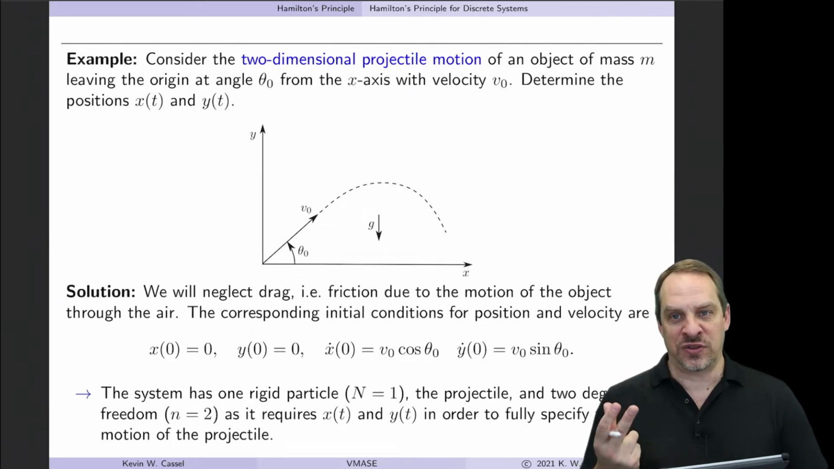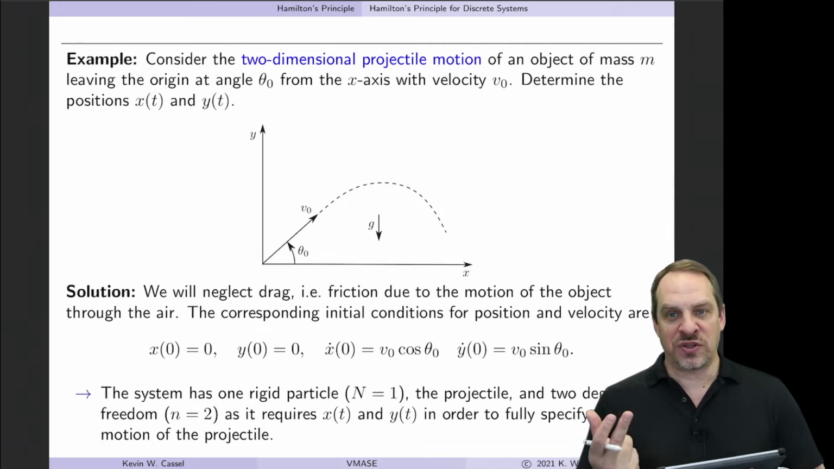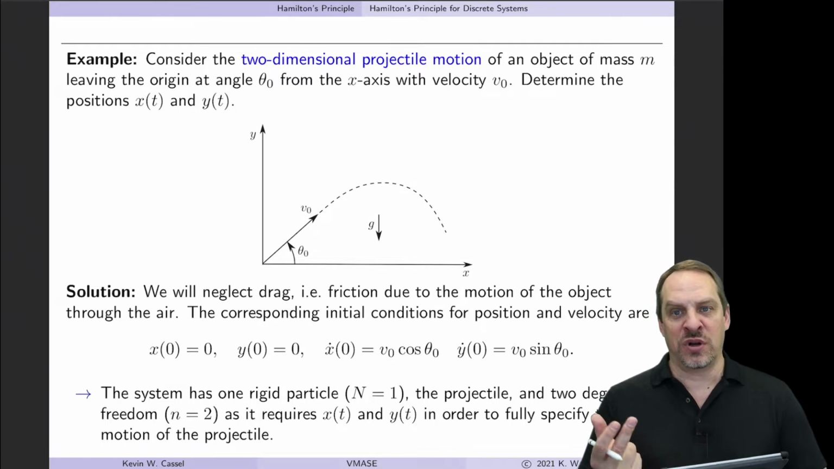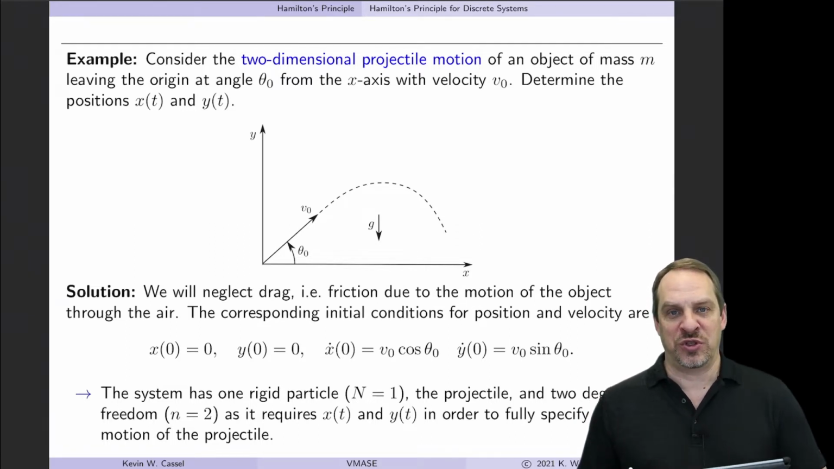The first 2 are really just high school physics examples that you could do easily using F equals ma, and you probably have before. But we're going to do them using Hamilton's principle. Obviously, we'll get the same equations of motion in the end.